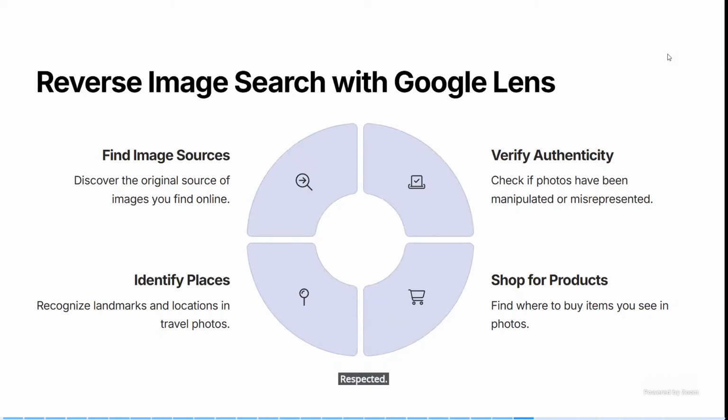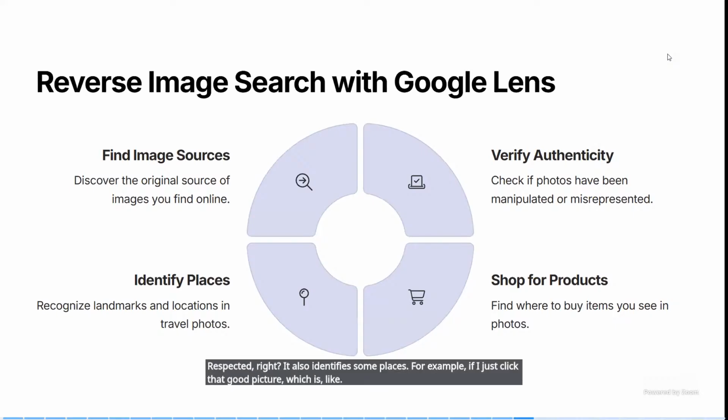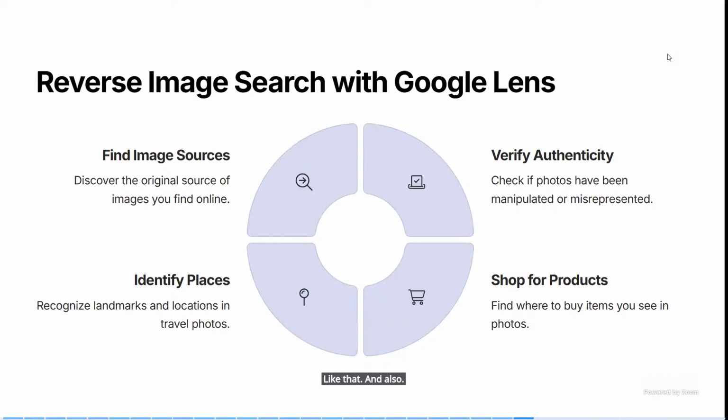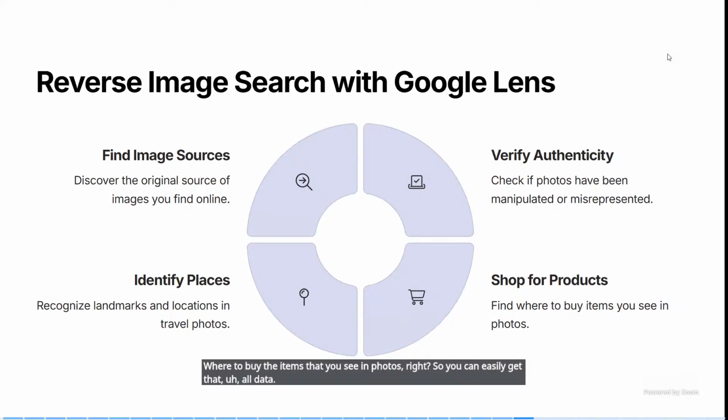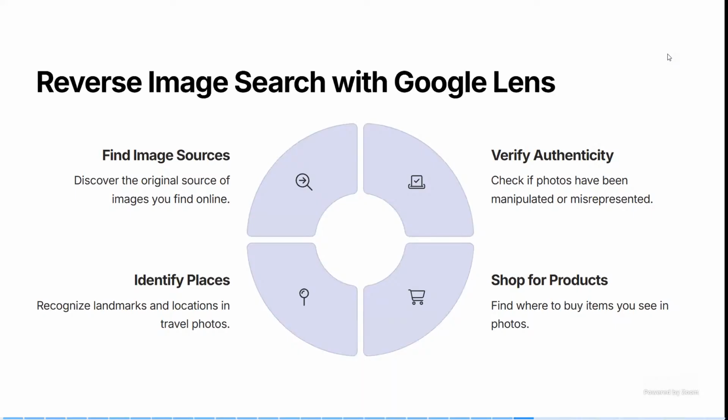It also identifies places. For example, if I click a good picture with mountains and everything, it suggests that it can be Jammu and Kashmir, or Kullu Manali or something like that, recognizing landmarks and locations in travel photos. And it also shops for products. For example, it finds where to buy the items that you see in photos, right? So you can easily get all that data. So that is all about it.